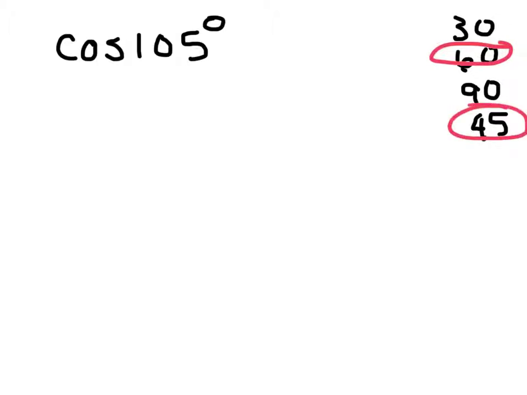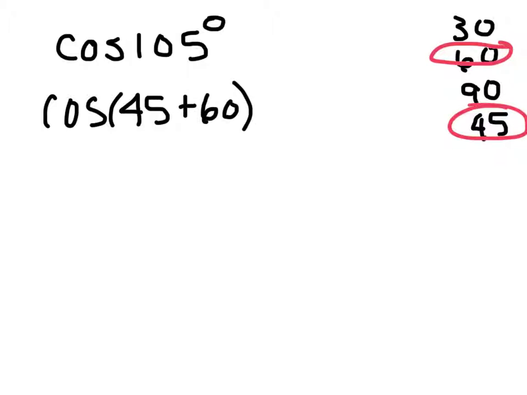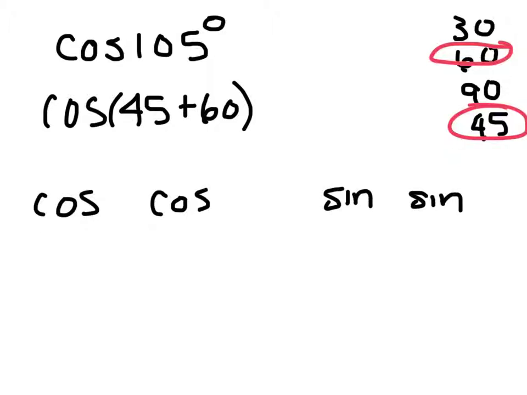So then I know which two functions it is. It's cosine of 45 plus 60. Doesn't matter which order you write them in. And I know that cosine is cosine, cosine, sine, sine. And I know that cosine always uses the opposite sign, so that's minus. And so cosine 45, cosine 60, sine 45, sine 60.